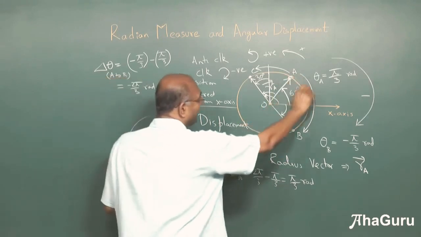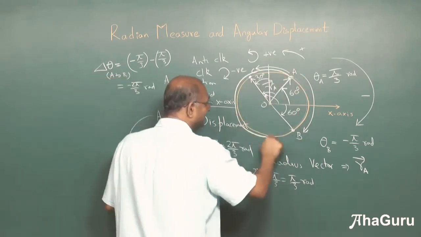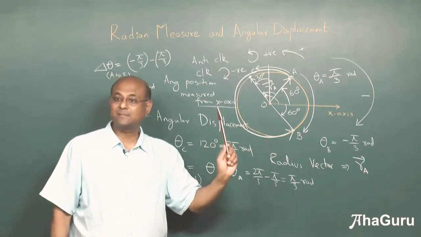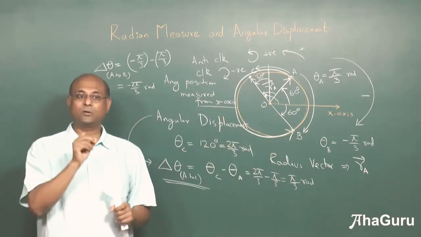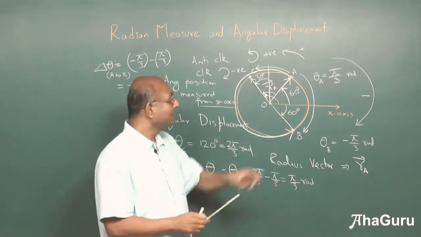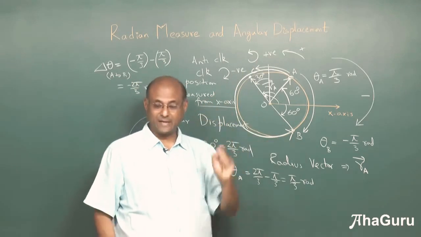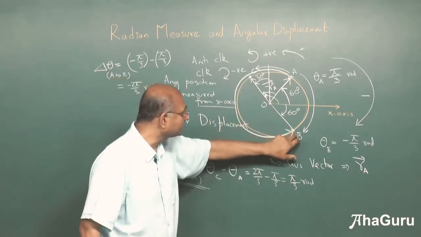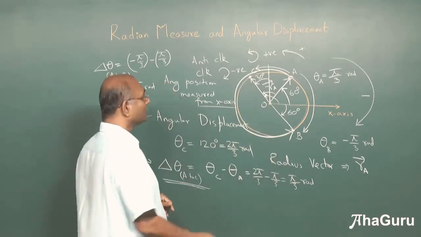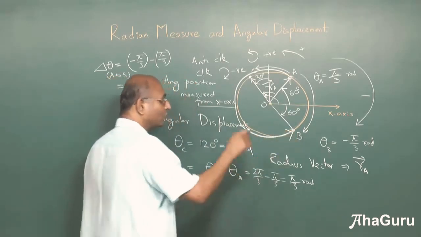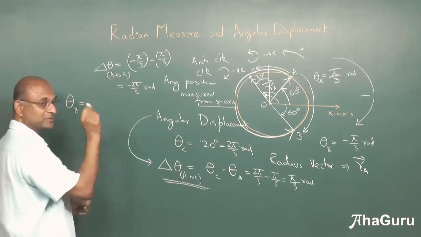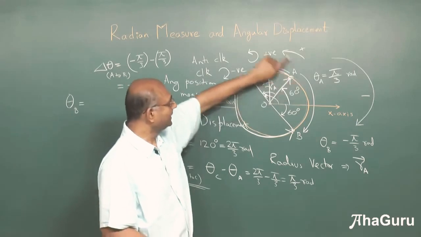Instead of going from A to B like this, suppose I went from A to B like this. Then what would be the angular displacement? In linear displacement, if you go from A to B, however you go, your answer remains the same. Not so here. If I go like this, then I have to be very careful because my angular position has to be seen this way. Okay, so then B is no longer written as minus pi by 3.